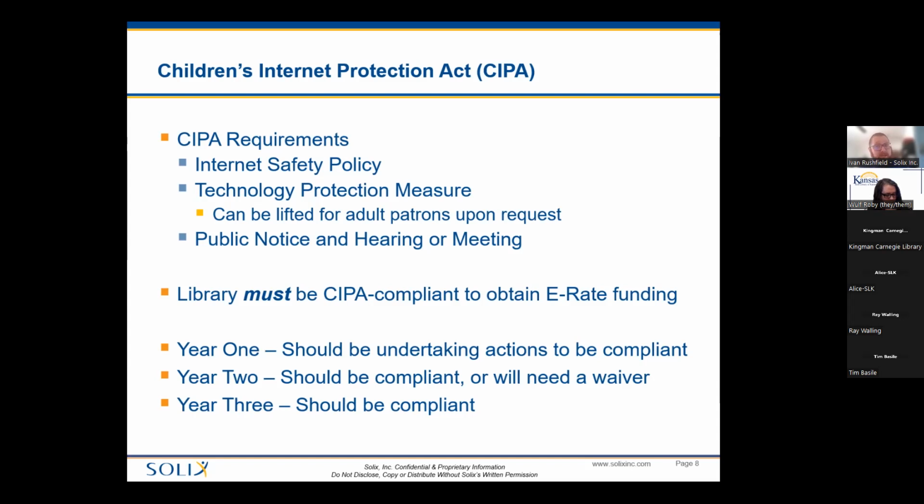So if you are not SIPA compliant currently, there are stages. In the first year, when you apply for E-rate, if you've not applied before and you are not yet SIPA compliant, then that first year you should be undertaking actions to become compliant. The second year, you should be compliant. You should have your items in place. If not, you will need a waiver. If some kind of hardship happened and you weren't able to complete everything, then you can apply for a waiver that second year. But by year 3, you really need to be compliant with SIPA. So you do need to have a safety policy, and you do need to have some kind of content filtering or something to prevent kids from accessing parts of the internet that they should not be accessing.